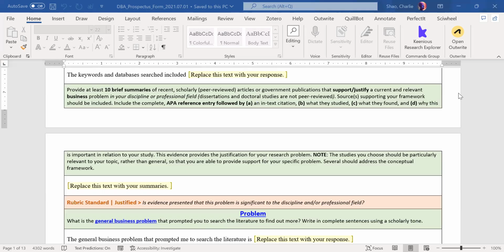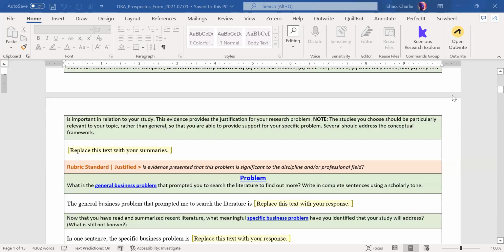Write one paragraph that answers A to D, with one sentence each. The studies you choose should be particularly relevant to your topic, rather than general, so that you are able to provide support for your specific problem. Several, 2 to 3, should address the theoretical, conceptual framework.